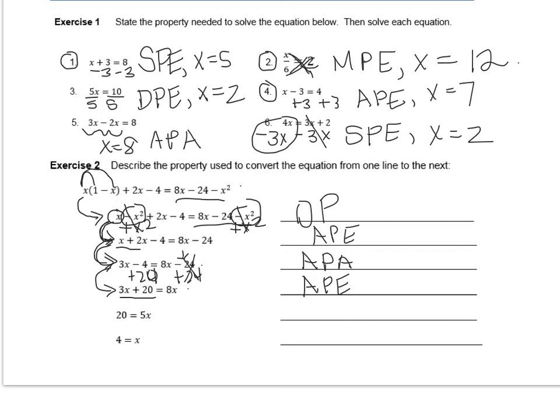Now to turn 3x plus 20 equals 8x into 20 equals 5x, you would have to subtract 3x from both sides. We use the subtraction property of equality to do that. We ended up with 20 equals 5x because 8x minus 3x is 5x. And to come up with our solution, we would have to divide both sides by 5. We end up with x equals 4. And the last step was the division property of equality.